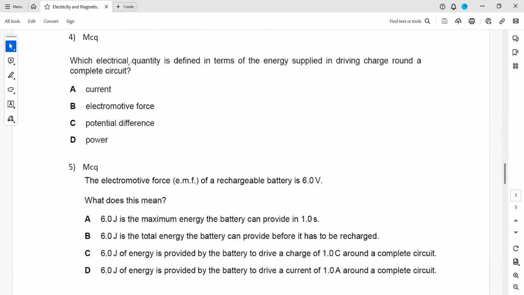In question 4, which electrical quantity is defined in terms of energy supplied in driving a charge around a closed circuit? If you want to supply energy to the charge, if you want to do work on the charge, then it will be EMF, electromotive force. But if it is work done by the charge, like how much energy is transferred by 1 coulomb of charge when it is moving through the component, then it will be a potential difference or PD. But which electrical quantity is defined in terms of energy supplied in driving a charge in a closed circuit? That's why this refers to an electromotive force or EMF.